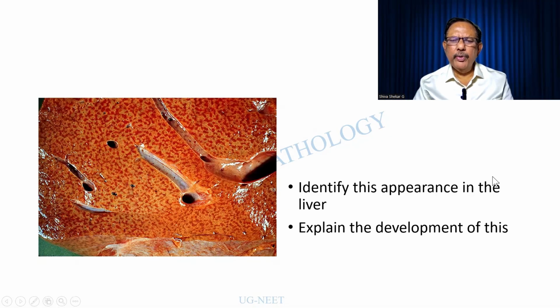I would like you to identify the lesion in the liver. I'm giving it to you straight away. This is the liver. I'm able to see some ducts and there are some large vessels. Good, and you explain the development. The liver is usually a beefy red in color and it is uniform. All of you would have seen it. But in this case, I'm finding something else. So what is your diagnosis?